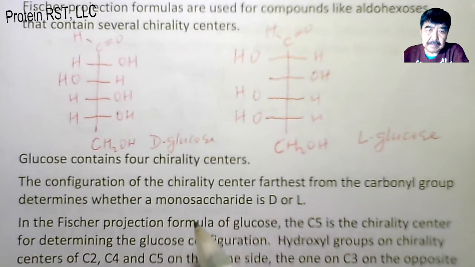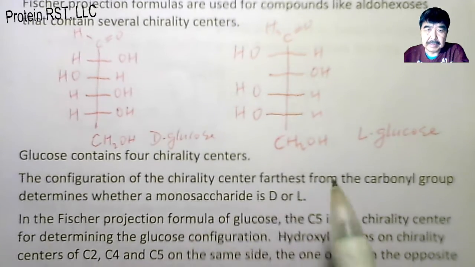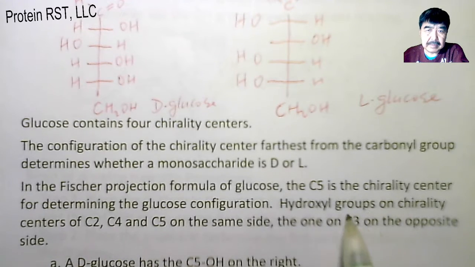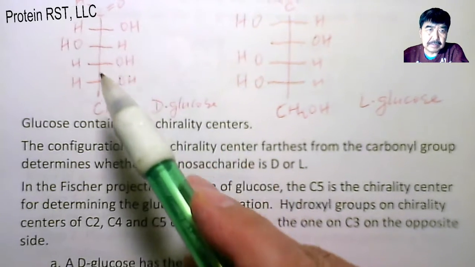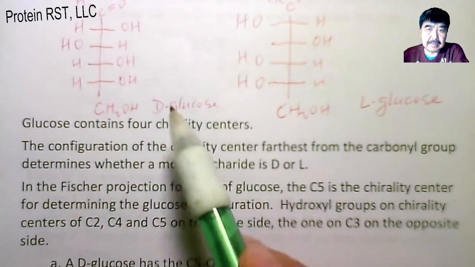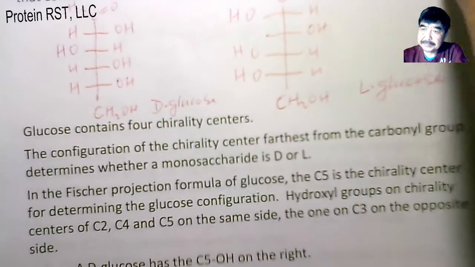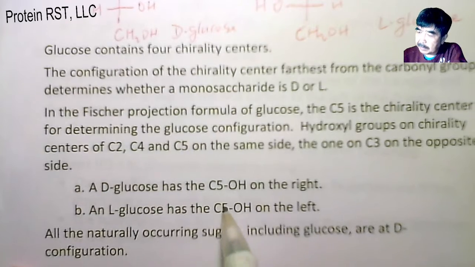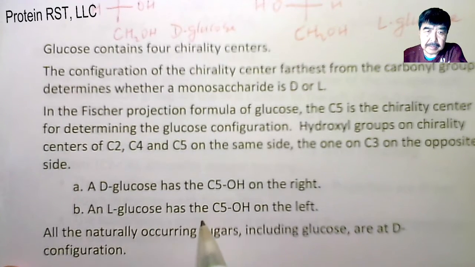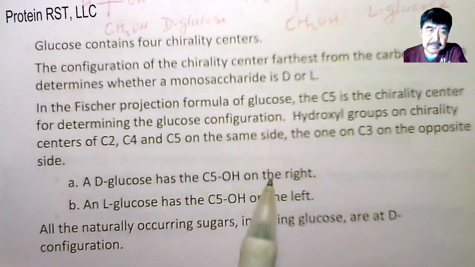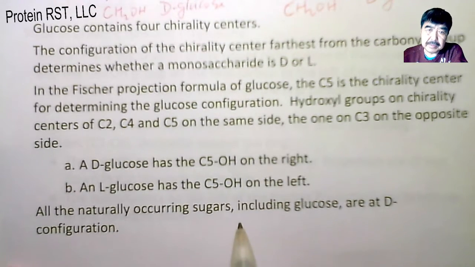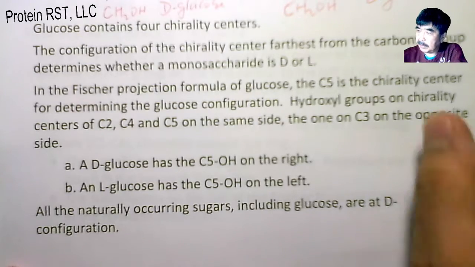In the Fischer projection formula of glucose, C5 is the chirality center for determining glucose configuration. The hydroxy groups on chirality centers C2, C4, and C5 are on the same side, and C3 is on the opposite side. D-glucose has the C5 hydroxy group on the right. L-glucose has the C5 hydroxy group on the left. All the naturally occurring sugars, including glucose, are in the D configuration.